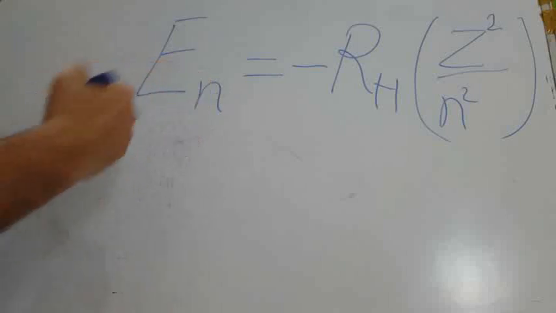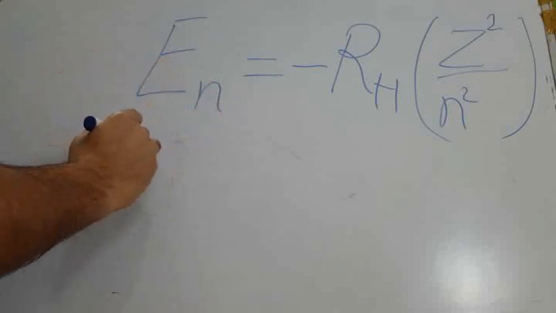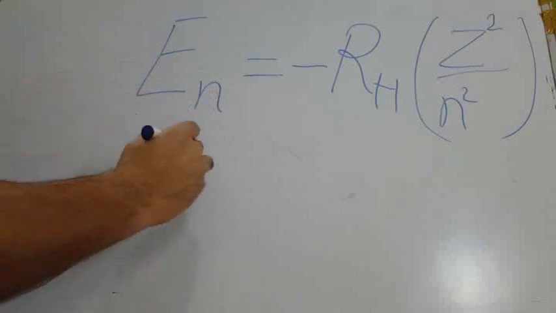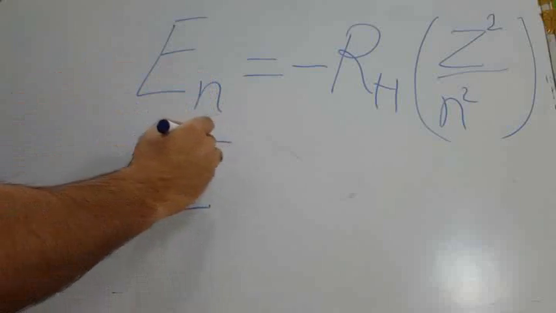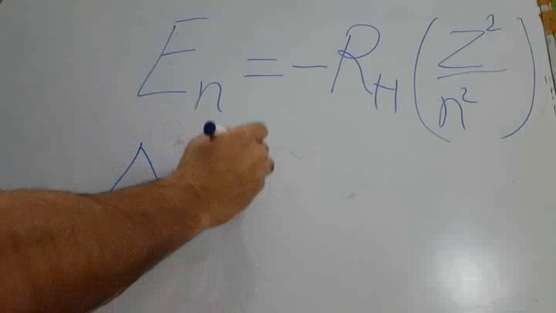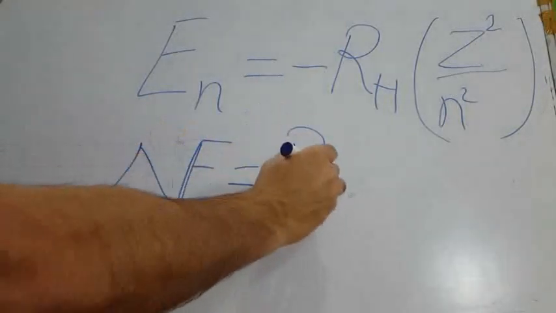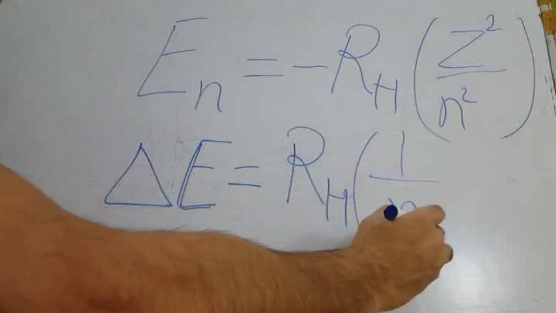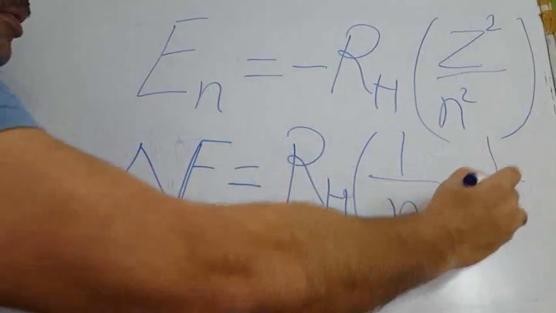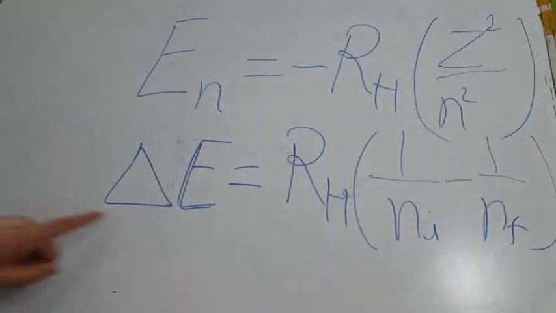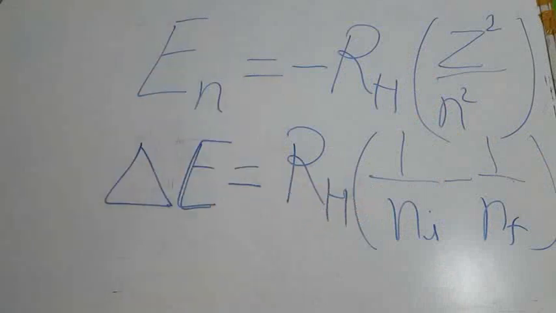And similarly, delta E means the change in energy when an electron goes from one orbit to another orbit. This is given by RH, Rydberg's constant, into 1 upon n initial square minus 1 upon n final square. This is the equation we get for the hydrogen atom. So these equations you have to memorize.